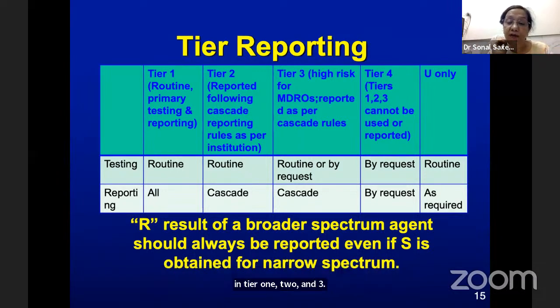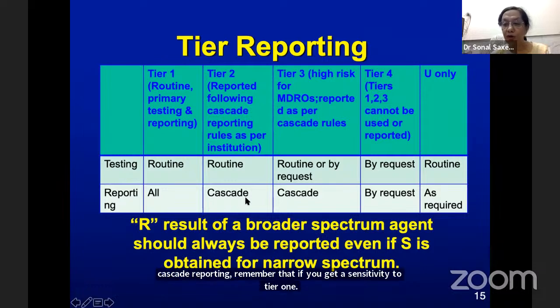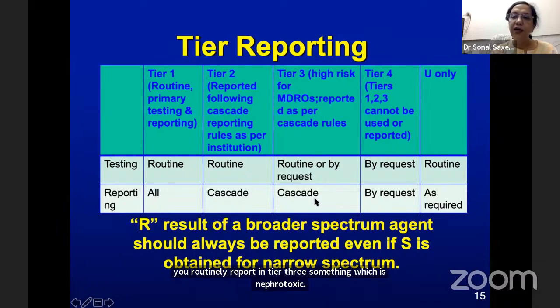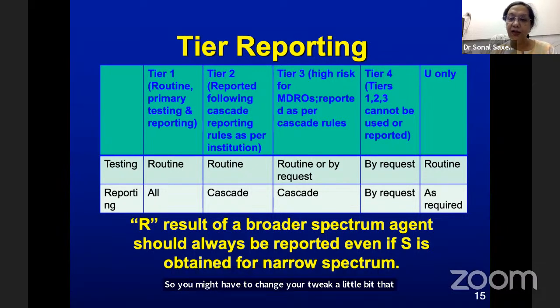One rule, whatever rule you make in your institution for cascade reporting, remember that if you get a sensitivity to tier 1, usually we do not report tier 2. That is the usual rule. If there is a sensitivity to tier 2, you do not report tier 3. And tier 4 is anyway by request. This is the usual institutional practice, but you can have your own. For example, you have dialysis patients and you routinely report in tier 3 something which is nephrotoxic. So you might have to tweak it a little, that okay, we have kidney patients here who will not be able to benefit with this drug. So I'm going to add a few more drugs here.